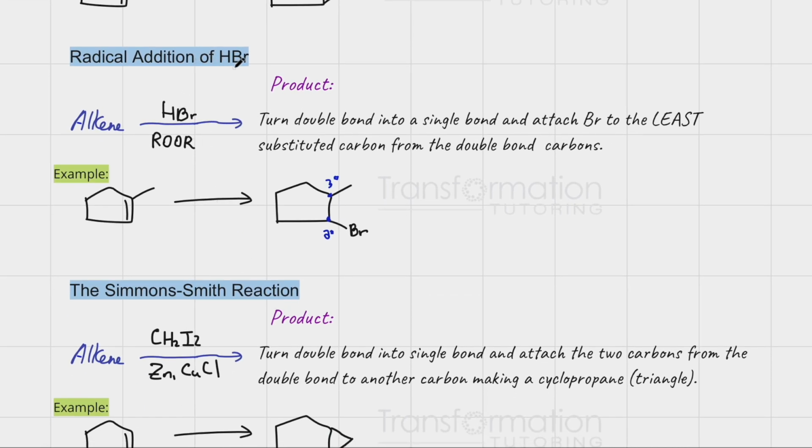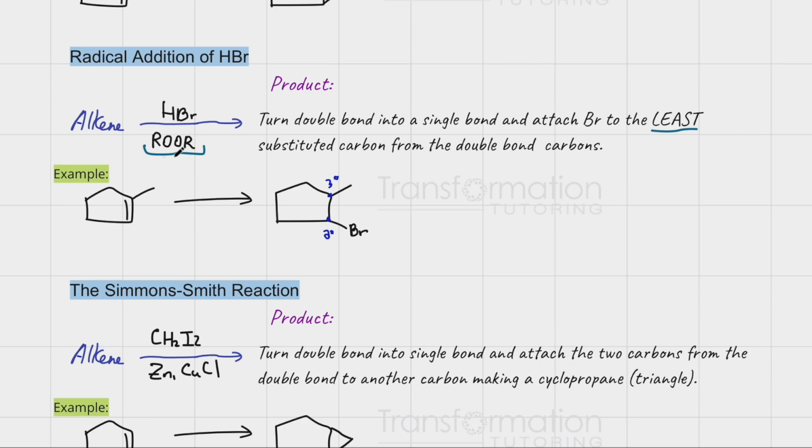Radical addition of HBr is the next reaction. We start with the double bond and we use HBr, ROOR. ROOR is peroxide, so you use HBr, peroxide. We have done alkene with HBr before. What's the difference? The difference is this second part, peroxide. That makes all the difference. And in this reaction, we turn the double bond into a single bond and we attach bromine to the least substituted carbon from the double bond carbons. In the other reaction, without the peroxide, if it's just HBr, we add bromine to the most substituted carbon.